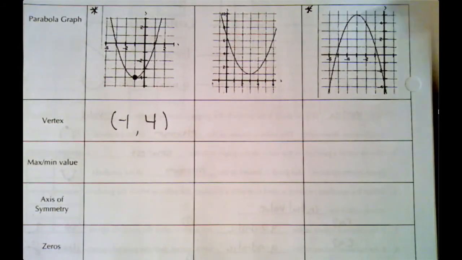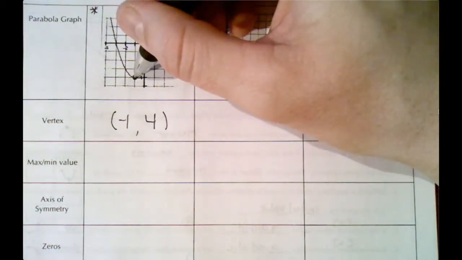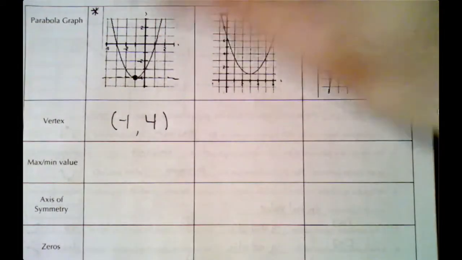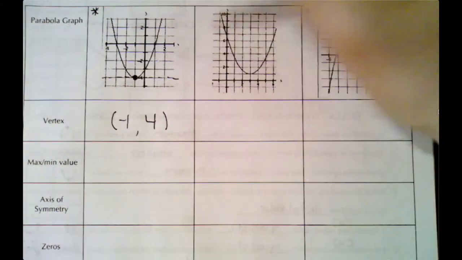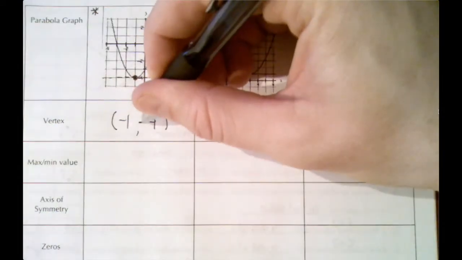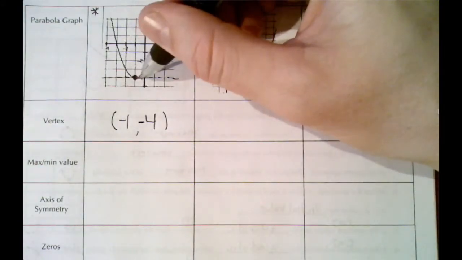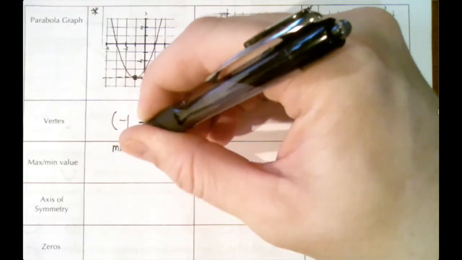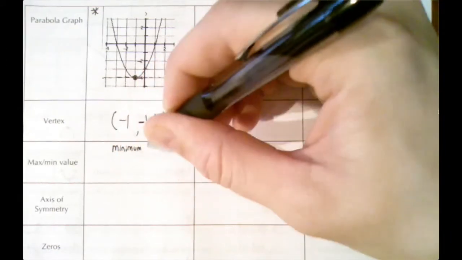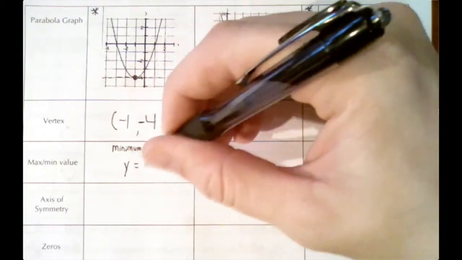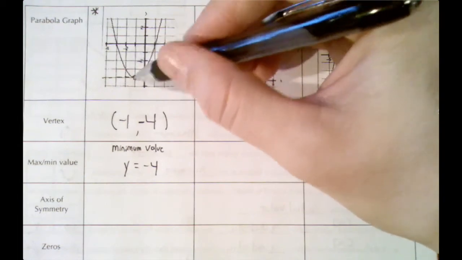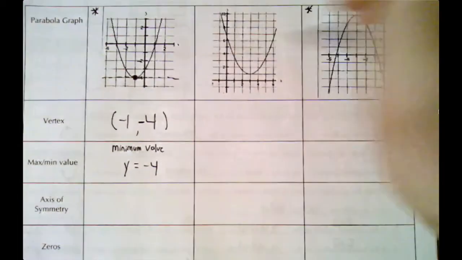Now our graph, since it has a vertex at the bottom of the graph, is going to have a minimum value. It's not going to ever go below -4. I don't know why I wrote +4. It's never going to go below -4. So the minimum value will be when y is -4. The y values are never going to go under -4 because that's the lowest point on our parabola.